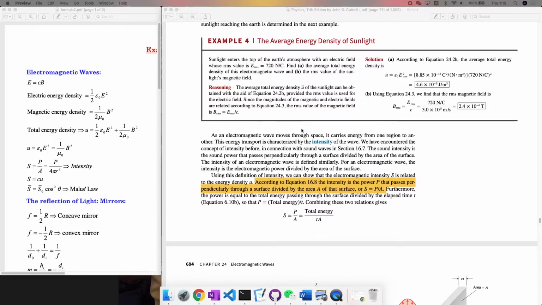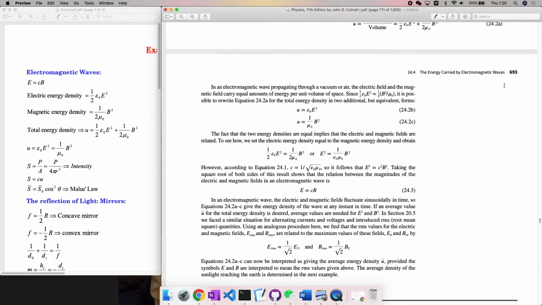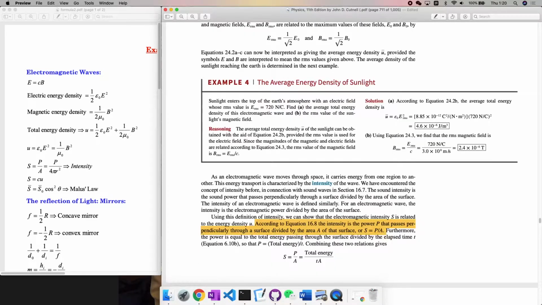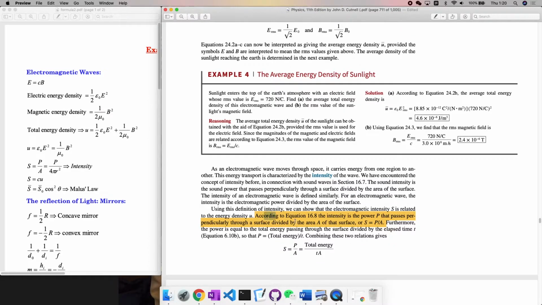All right, so in the textbook, this is page 693. Here is the definition of intensity. According to this equation, the intensity is the power that passes perpendicularly through a surface divided by the area A of the surface.